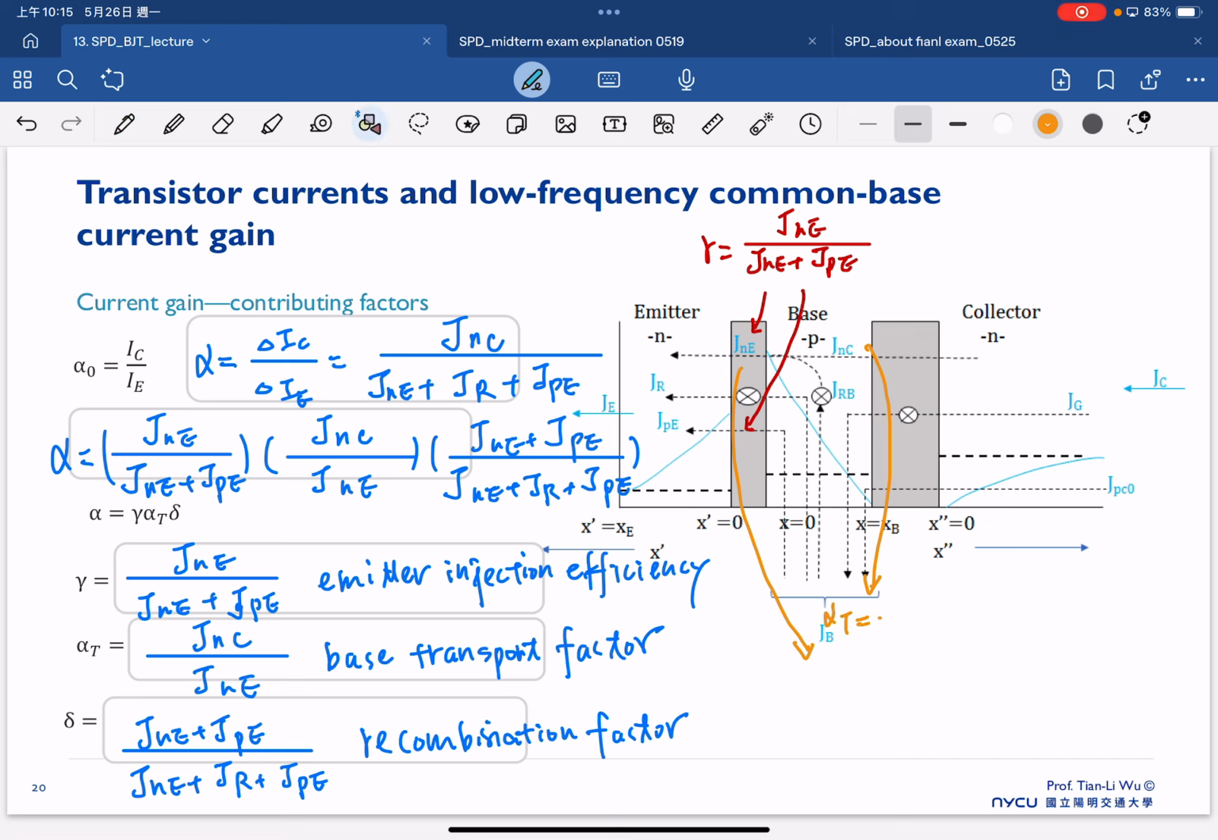So alpha T is equal to Jnc over Jne. So we actually want to calculate the ratio of this versus this. From the graph, it is now getting clear, because we just try to understand the ratio of the current once reached to the collector side versus the one being injected from the emitter side. That's why we call this the base transport factor.